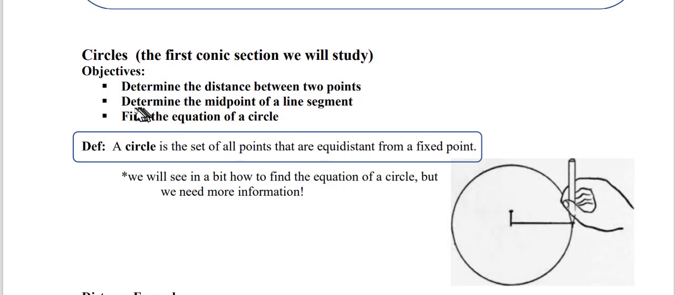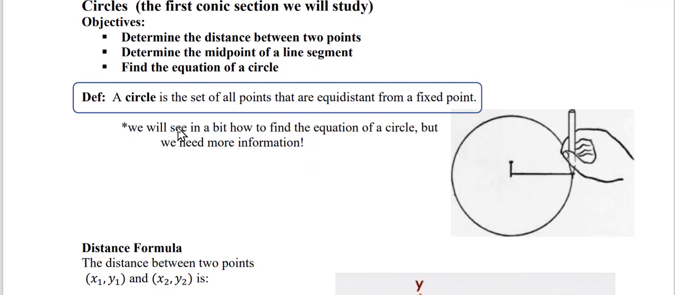Before we can really study circles, we do have to determine the distance between 2 points. We have to determine the midpoint of a line segment, and that will allow us to find the equation of a circle. First, let's start with that algebraic definition. It's the set of all points that are equidistant from a fixed point. That fixed point is called the center here.